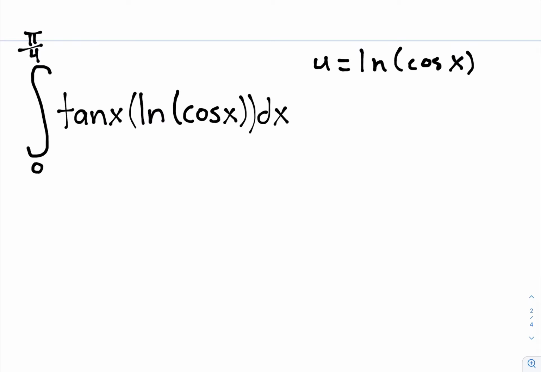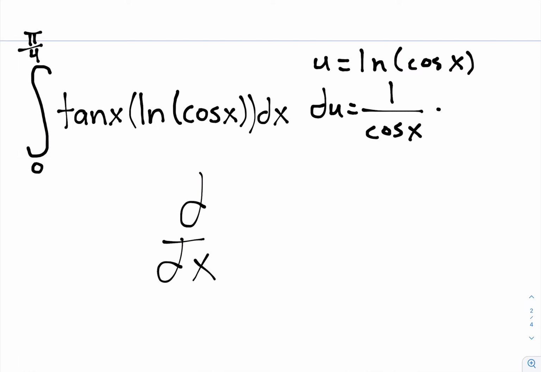Now remember, when we're taking the natural log of something and we're trying to find the derivative of it, it's going to be 1 over that thing. So 1 over cos x times the derivative of the inside. So d by dx of cos x, remember, that's negative sine x. So this is going to be times negative sine x.